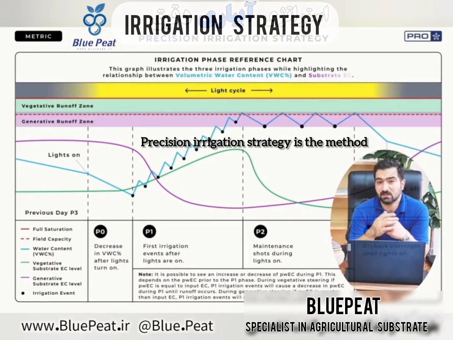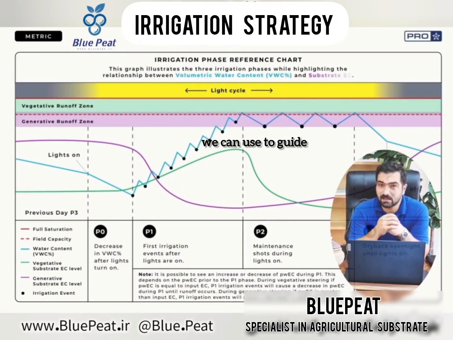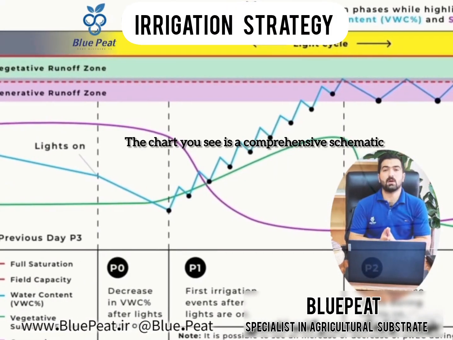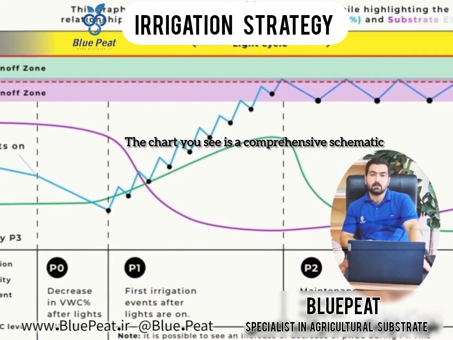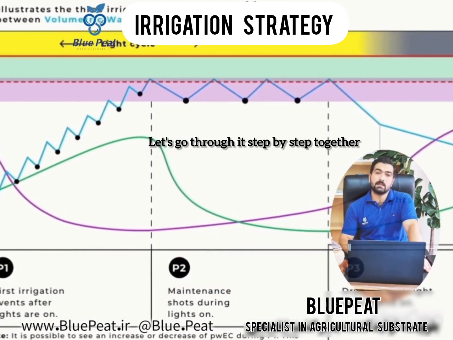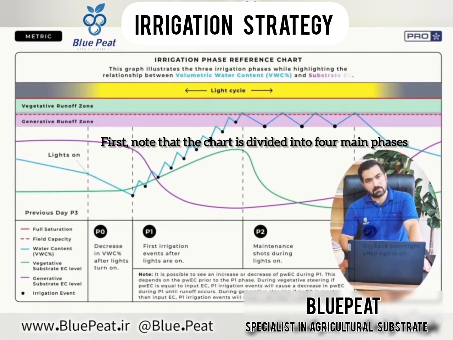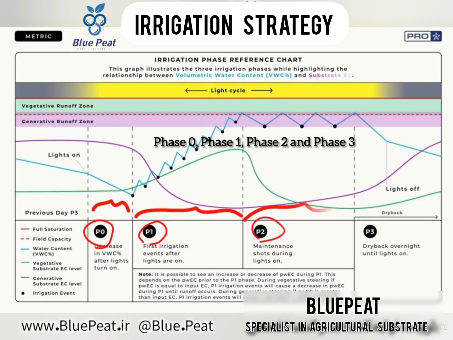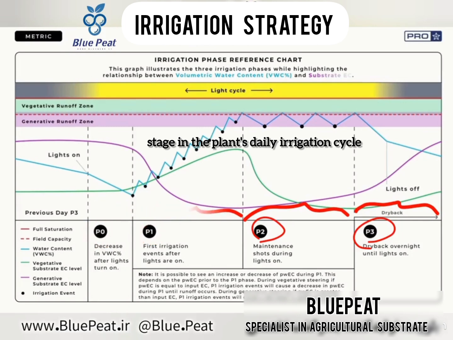Precision irrigation strategy is a method we can use to guide and manage the plant. The chart you see is a comprehensive schematic for irrigation management throughout the plant's growth cycle. Let's go through it step by step together. First, note that the chart is divided into 4 main phases. Phase 0, Phase 1, Phase 2, and Phase 3. Each of these phases represents a specific stage in the plant's daily irrigation cycle.